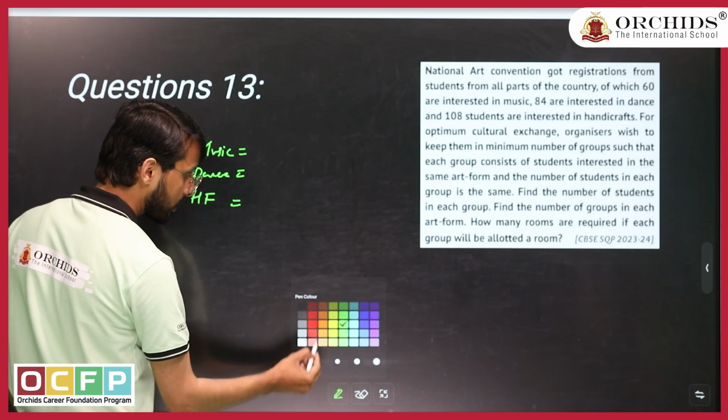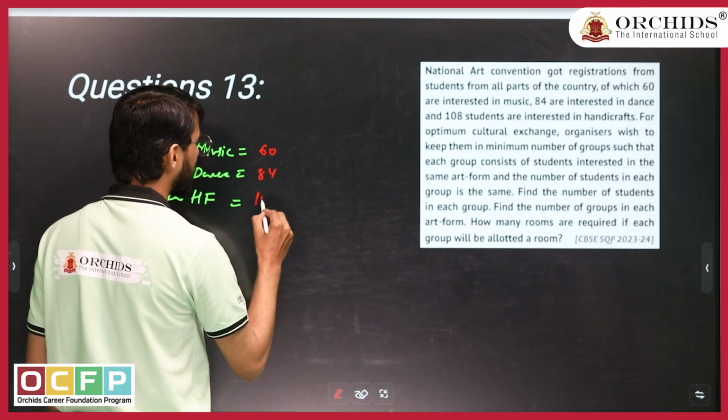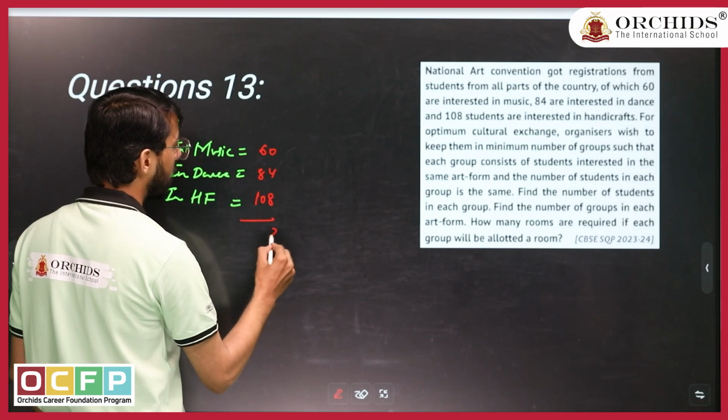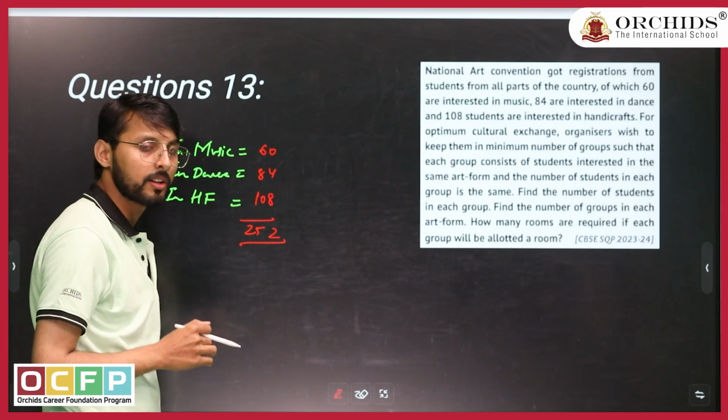In music, how many students are interested? 60, then 84, then 108. This is the total number of students if you count. That will be how much? 8, 4, 12, 1 carry, 10, 8, 18, 6, 24 — 252 total students are there.